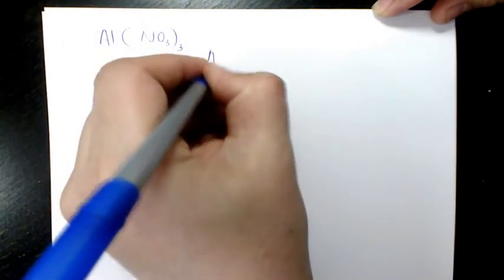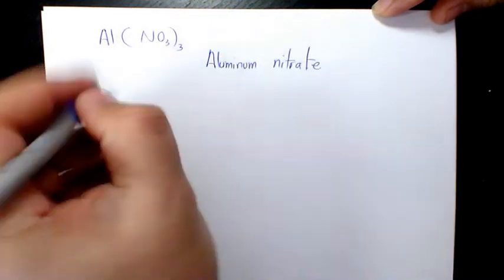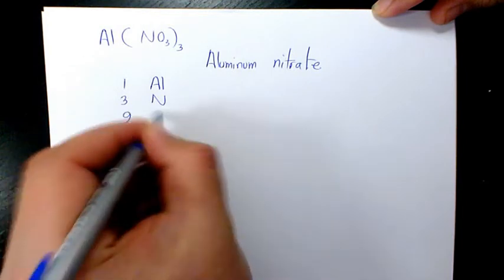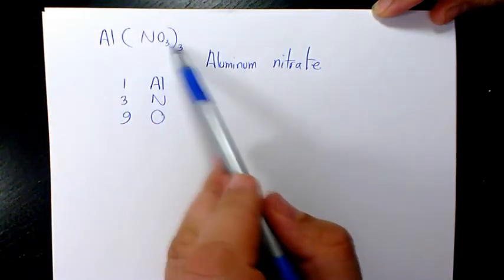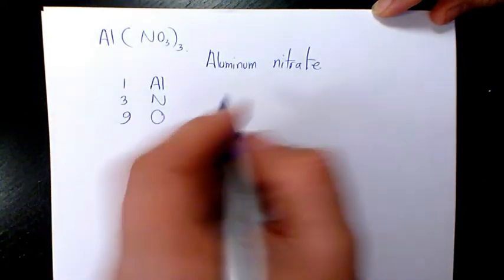Next one is aluminum nitrate. Aluminum nitrate is Al(NO3)3, aluminum nitrate. We have 1 atom of aluminum, 3 atoms of nitrogen, and 9 atoms of oxygen. 3 times 3, 9. And 3 belongs to N, so we have 3 atoms of nitrogen as well.